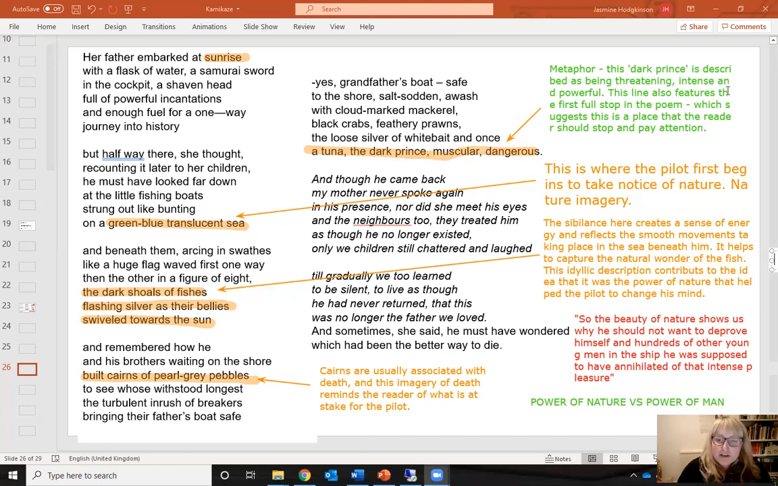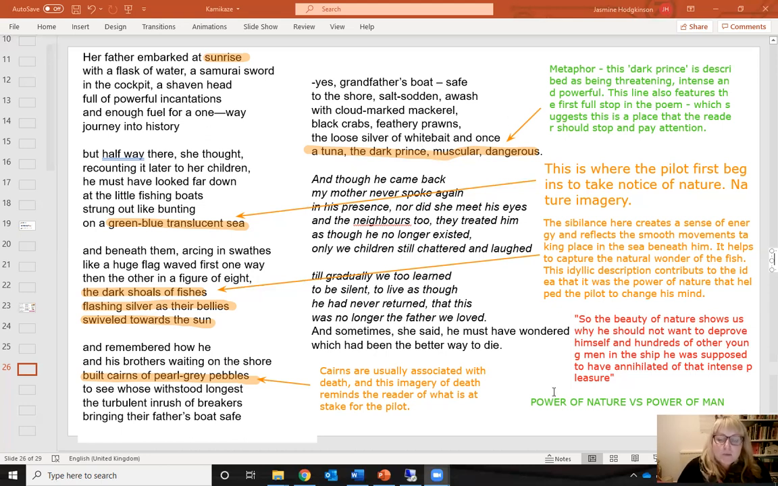And this line also features the first full stop in the poem, when we looked at the enjambment earlier. This is the first place where a full stop appears, which suggests this is a place where the reader needs to stop and pay attention. All right, the poem is signifying to us to stop here, think about what's just come before you move on.